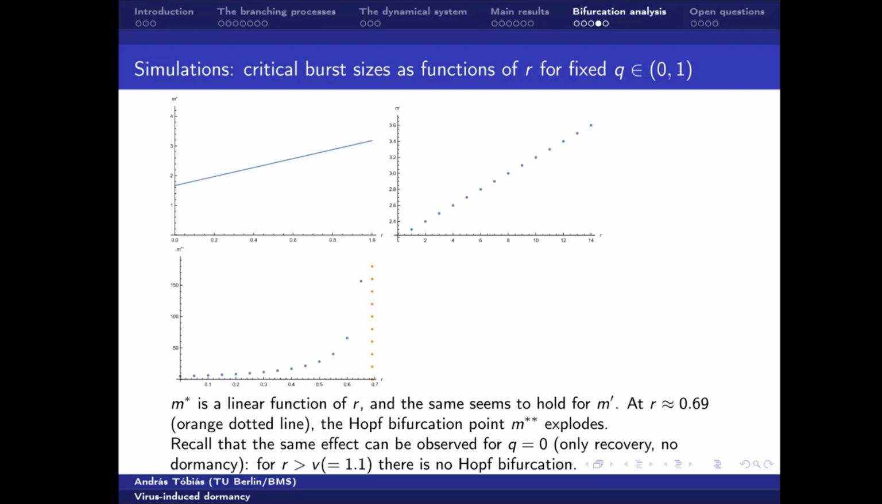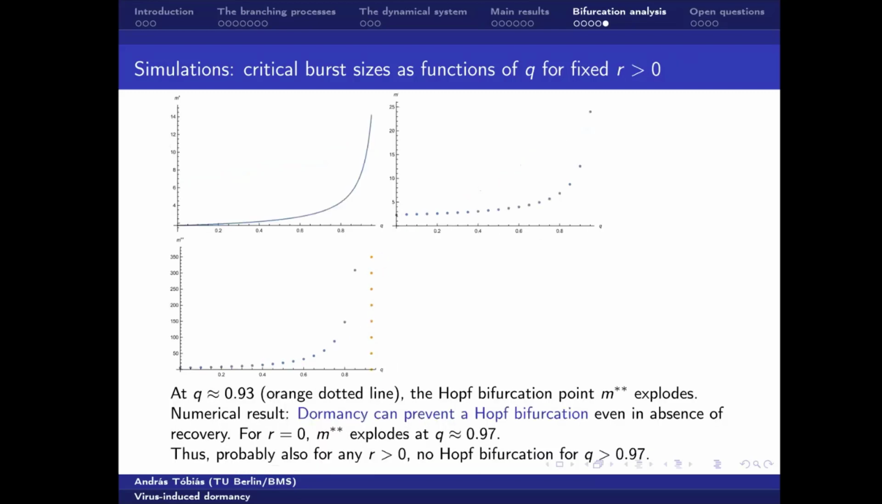And as I said, the same holds for Q equals 0. So for R larger than V, there's no Hopf bifurcation, and V is 1.1 in this simulation. So that's one thing. The other thing is that now we fix R and we play with Q. Q is between 0 and 1. That was the probability of having an unsuccessful virus attack and dormancy. And as Q tends to 1, everything should diverge to infinity, right? So here M star, the transcritical bifurcation point where you see the emergence of the equilibrium, tends to infinity as Q tends to 1.